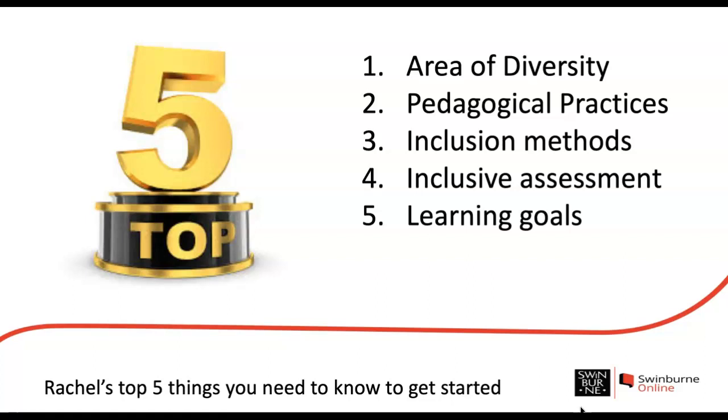So I had a look at the assessment and broke it down into 5 key things that I think you need to know to get started in this assessment. Number 1 is area of diversity. Number 2 is pedagogical practices. Number 3 is inclusion methods. Number 4 is inclusive assessment. And number 5 is learning goals. And I have taken all of this information from the assessment details and the rubric.